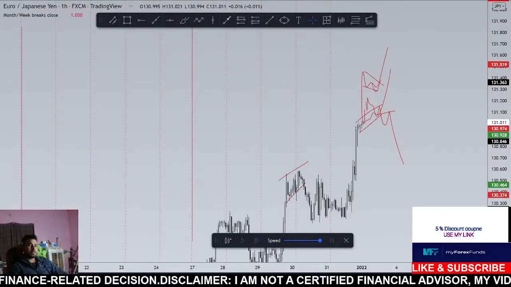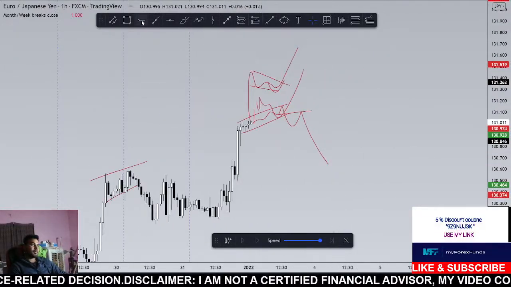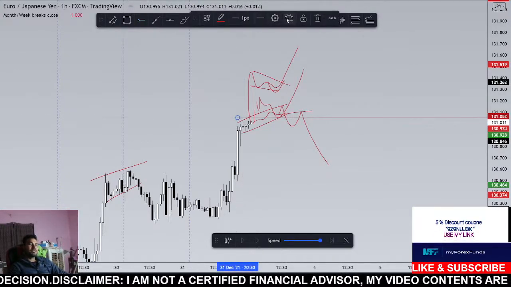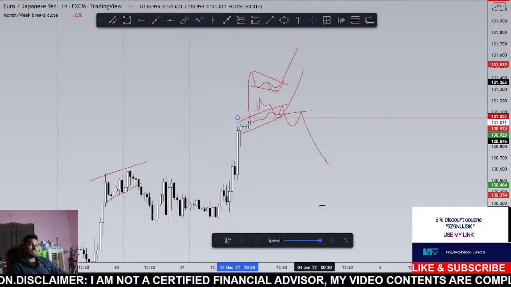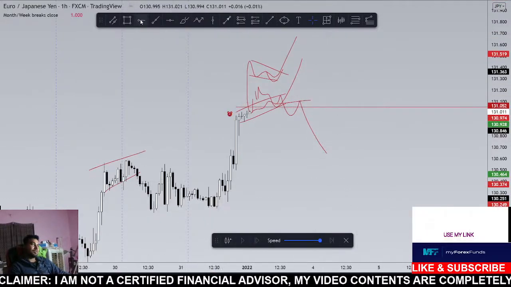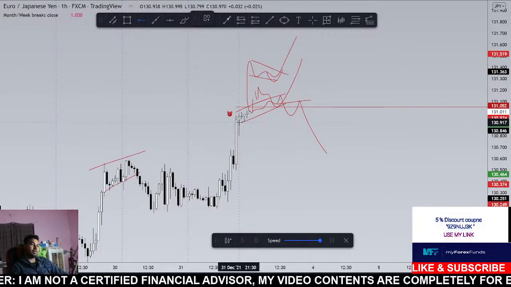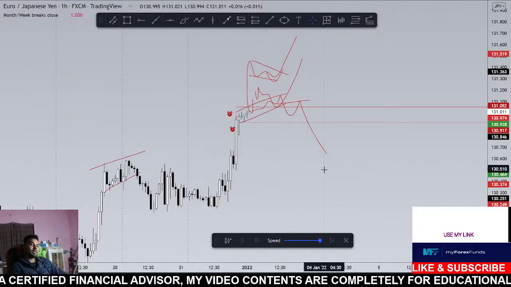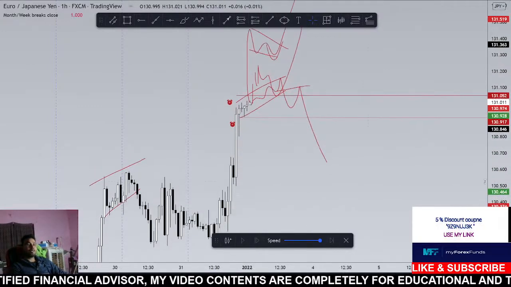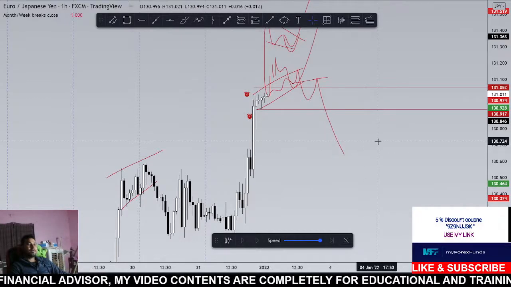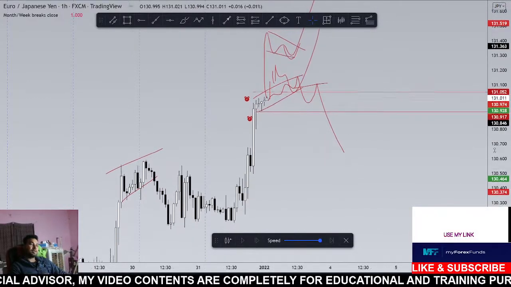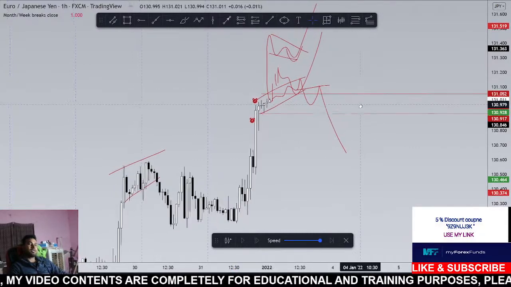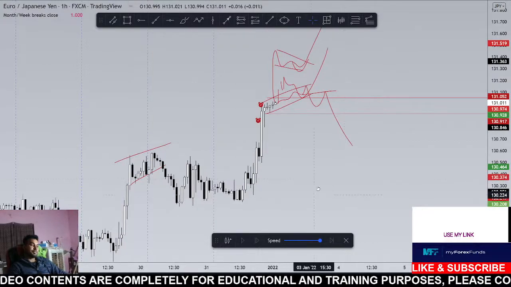Where is my alert? No alert. This entire week I was on holiday. I did not see my chart once. When you decide not to take a trade for the entire week, then you should also not see the chart, because when you see the chart again and again, and when you see some trades, FOMO will start arising, and you will take some stupid trades.